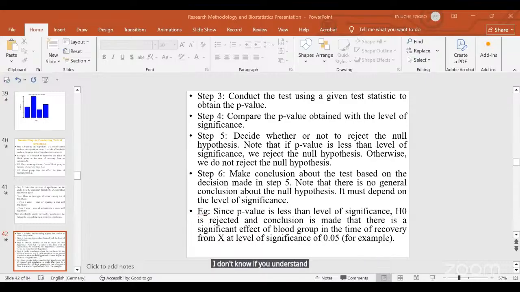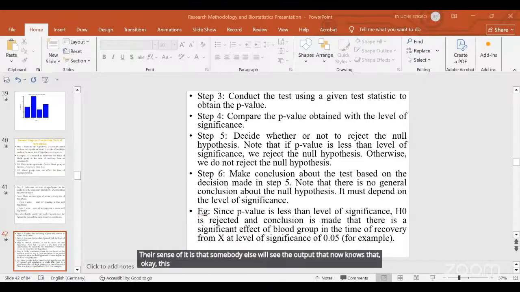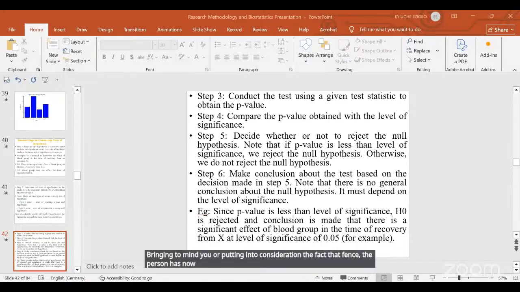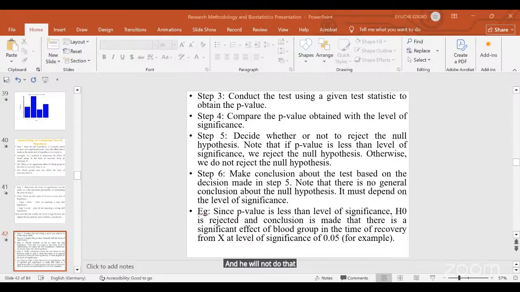The essence of it is that somebody else will see the output and now knows that, okay, this does not actually affect. The person will not go into that again. And if there is anything the person wants to do, putting into consideration that it affects, the person has now known, and he will not do that on the basis that it affects. So it is still an output, it's a result.